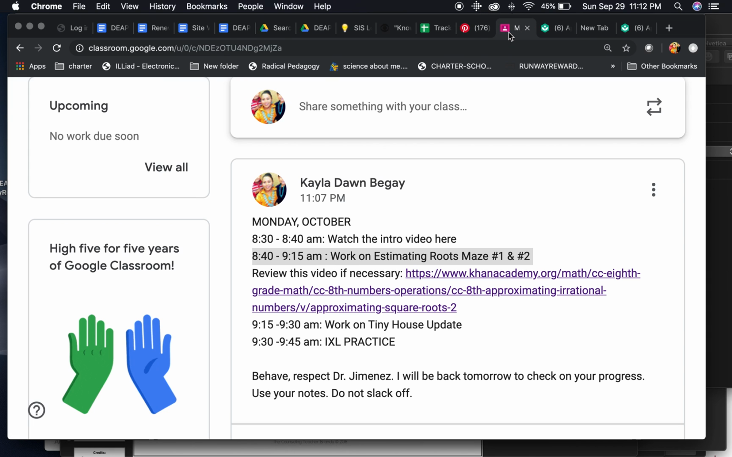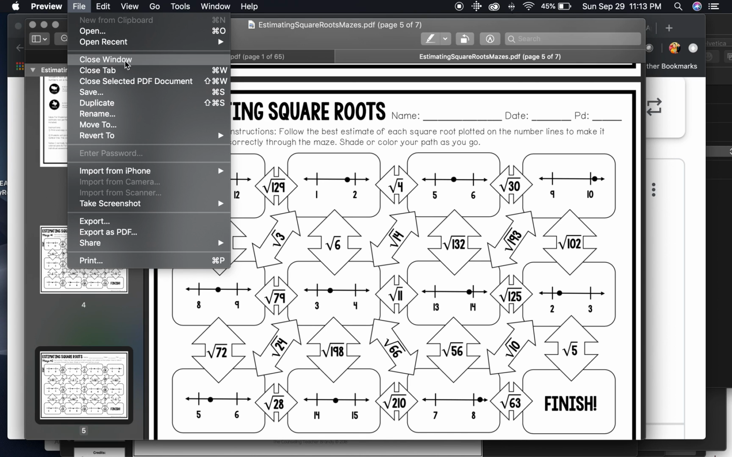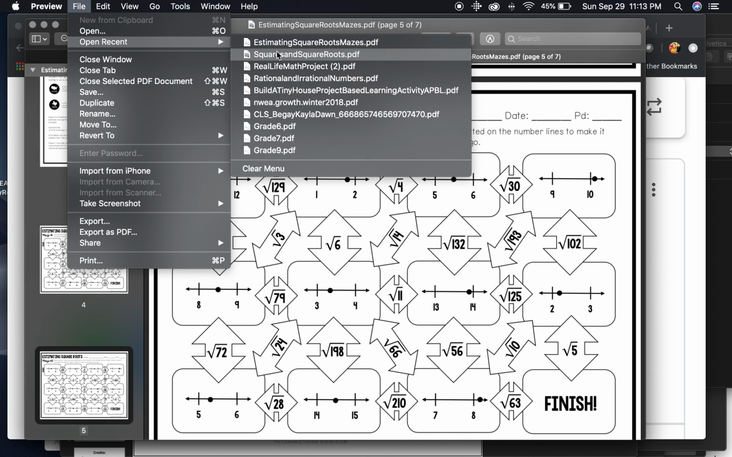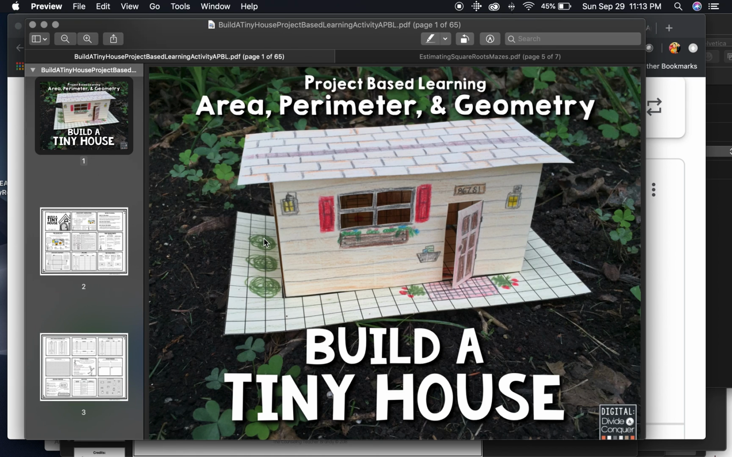So after you are done with this roots, you're going to move on to your tiny house update. So I believe Jacob was out. Let me see. Jacob was out. I think you were the only one, Jacob. So check the box where we keep the extra papers. They should be in there. Okay. And so here is the tiny house project.